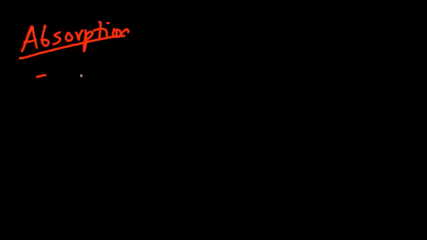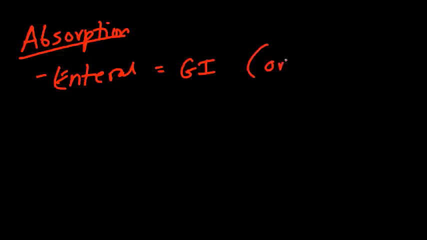Now there are different routes of absorption. There's going to be an enteral route, and the enteral route is going to involve your gastrointestinal system. Your GI system will be involved. So this will be, for example, an oral medication. It's going through our GI system.